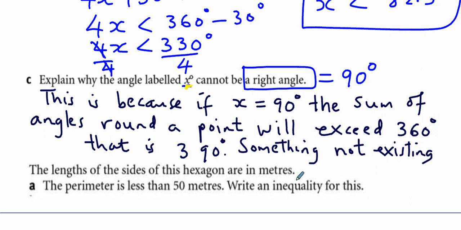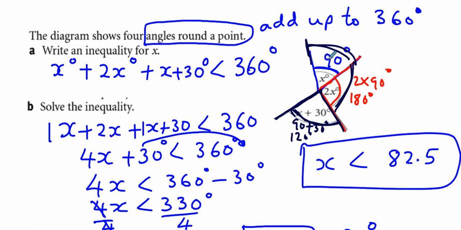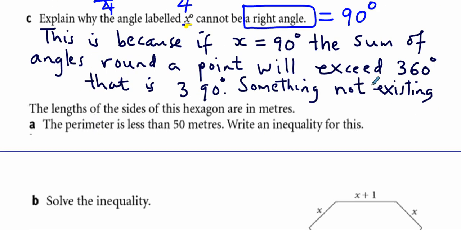Something not existing. Because we understand that all angles round a point should add up to 360 degrees, not something higher than 360 degrees. So that is why we say an angle labeled x can never be 90 degrees, because if x is 90 degrees, the sum of angles round a point will exceed 360. That is 390, something not existing.